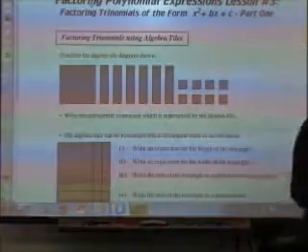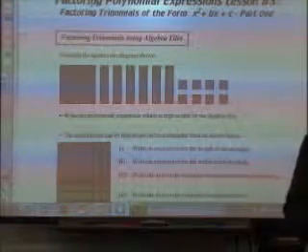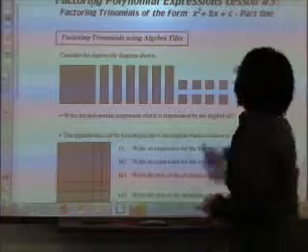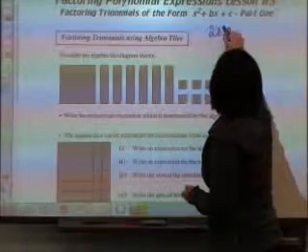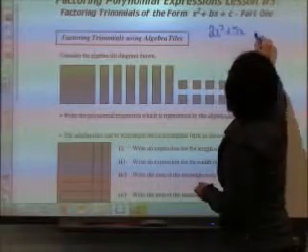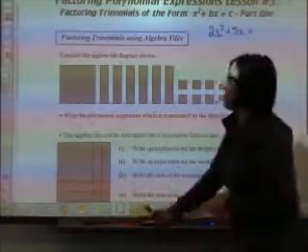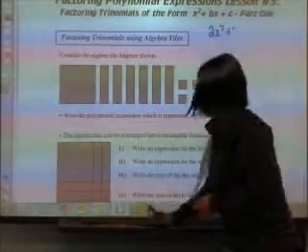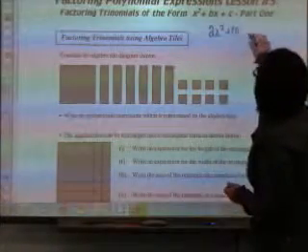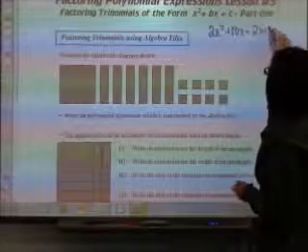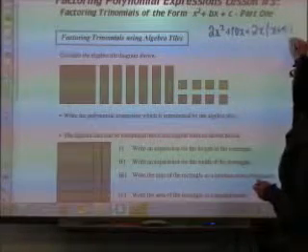Okay, lesson number 3. So what we've looked at right now is we've factored binomials. We've done things like 2x squared plus 10x, and we factored out a 2x, and that left me with an x plus 5. Then we did factoring by grouping.